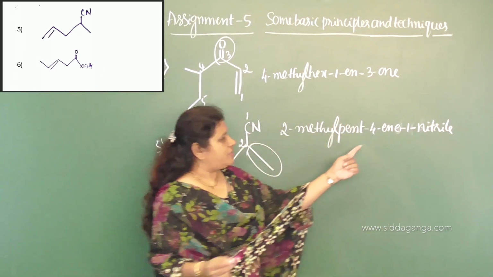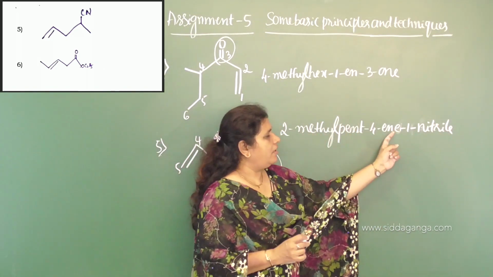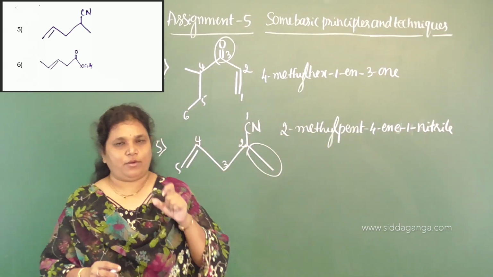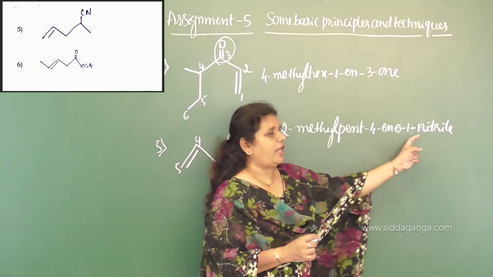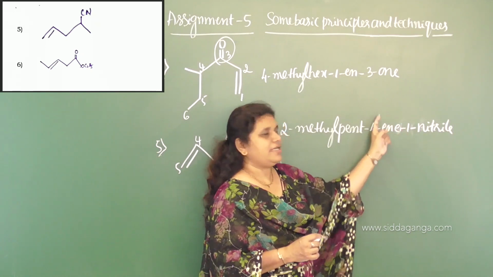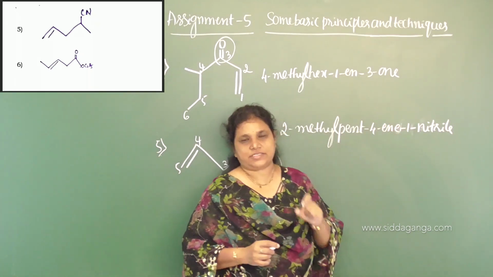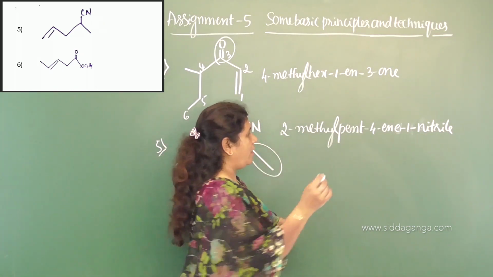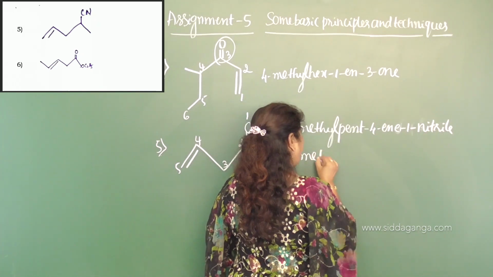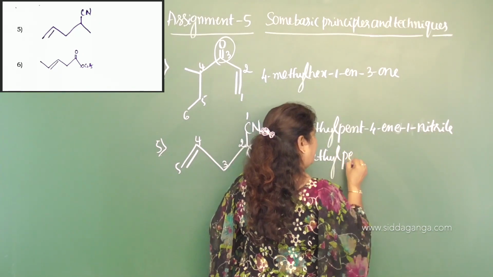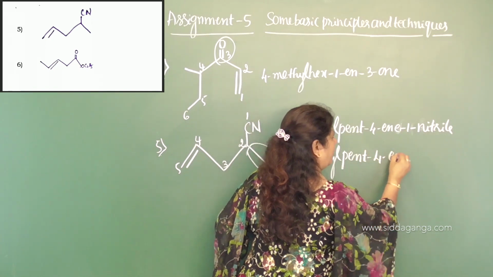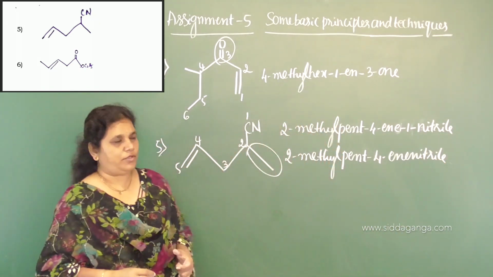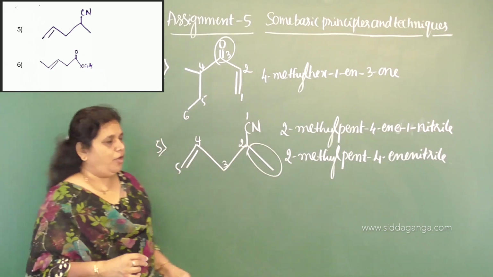So, I didn't drop the terminal E here because the first letter of the secondary suffix starts with a vowel. Therefore, 4-in-1 nitrile. I retained the terminal E of the primary suffix because it starts with N here. So, you can also rewrite it as 2-methylpent-4-enenitrile; you can ignore the locant 1 here. Okay. Now, move on to the sixth one.